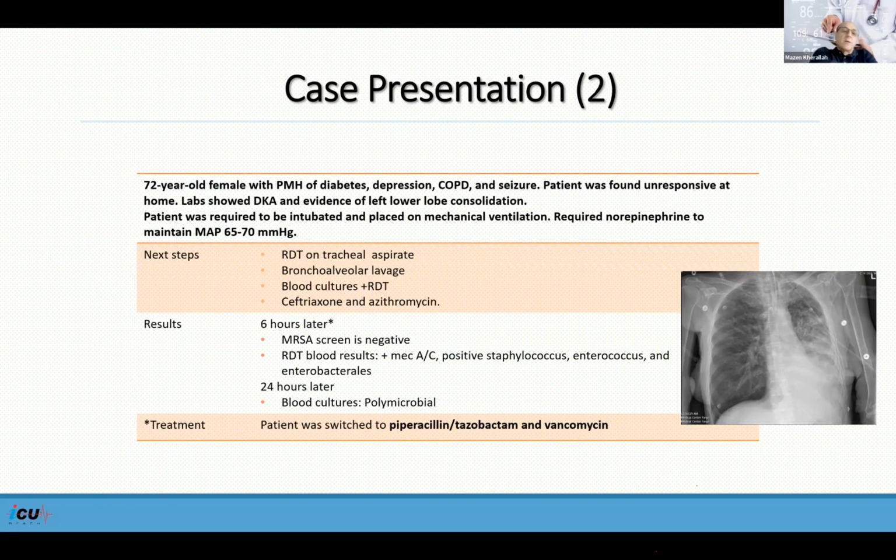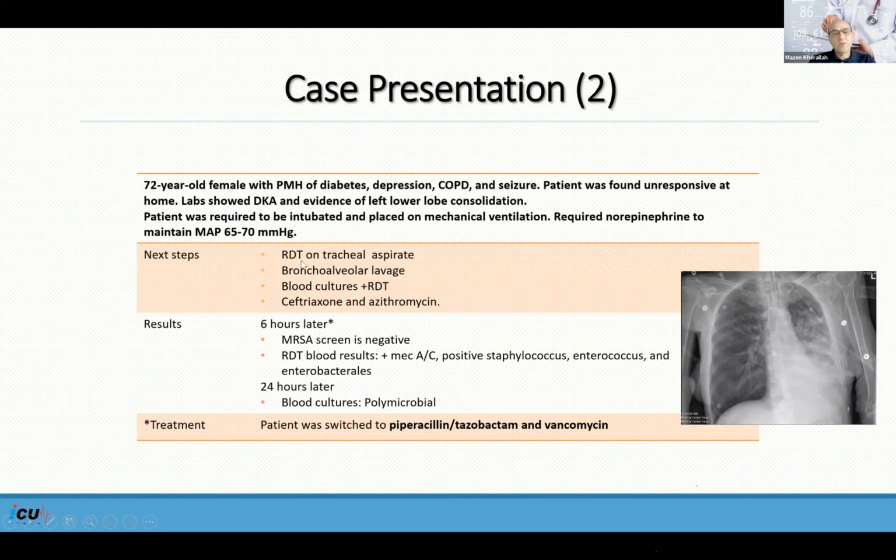Another patient, 72-year-old female, diabetes, depression, COPD, and seizure. Patient was found unresponsive at home. Patient had DKA and evidence of left lower lobe consolidation. You can see it on the chest X-ray here. Patient was intubated, placed on mechanical ventilation. She was in septic shock, norepinephrine was used.